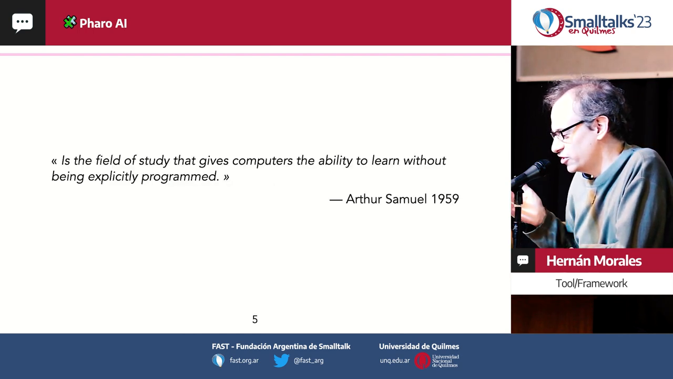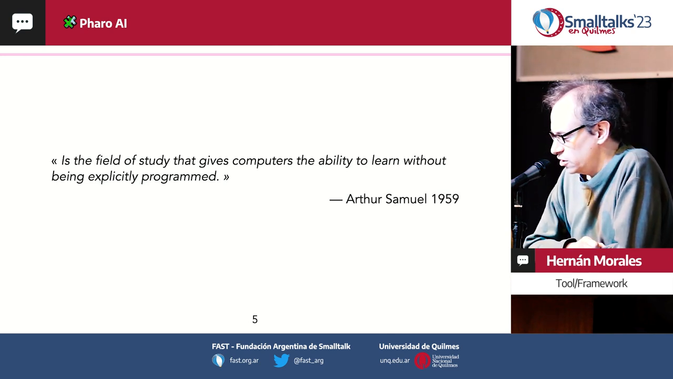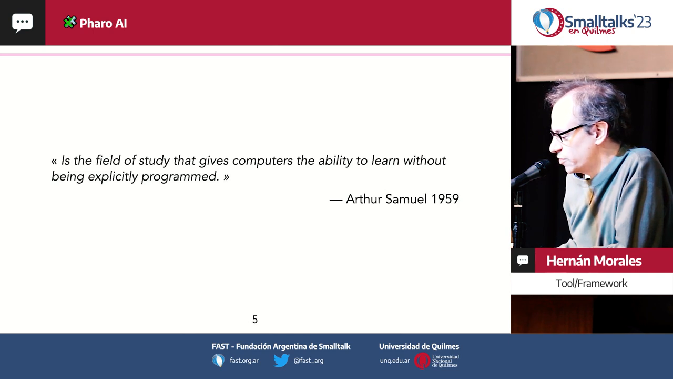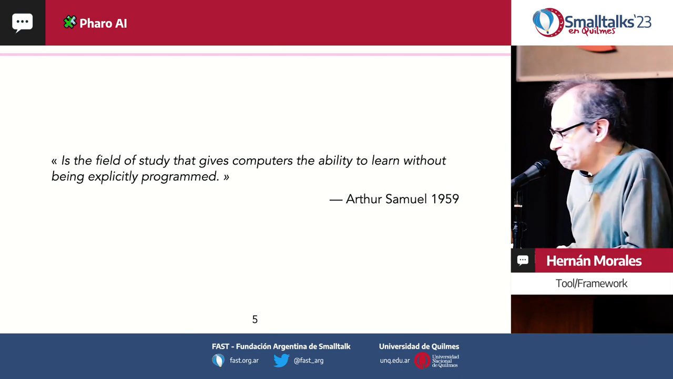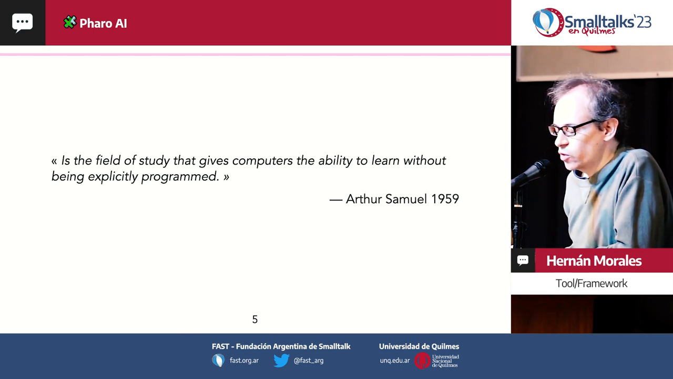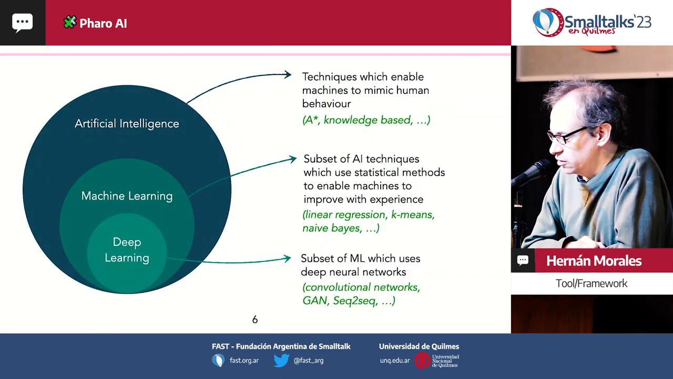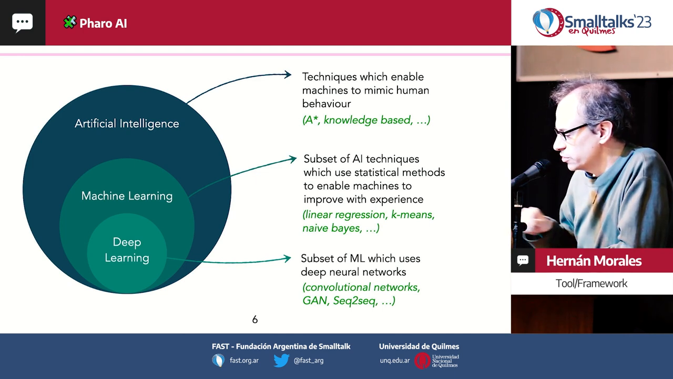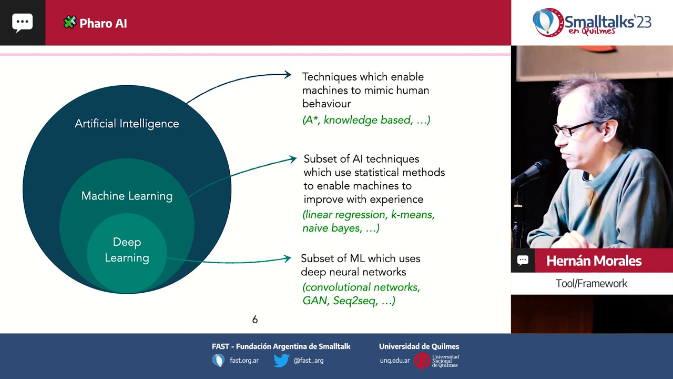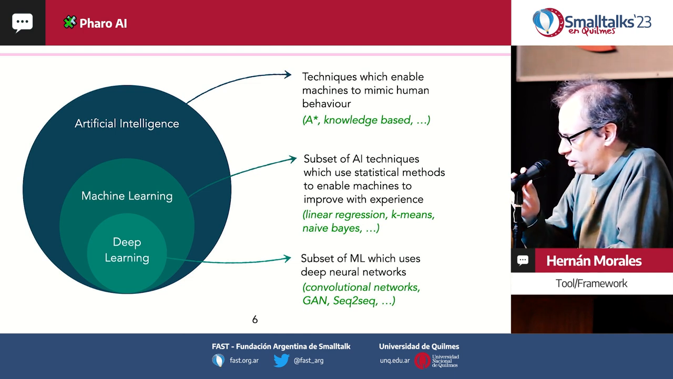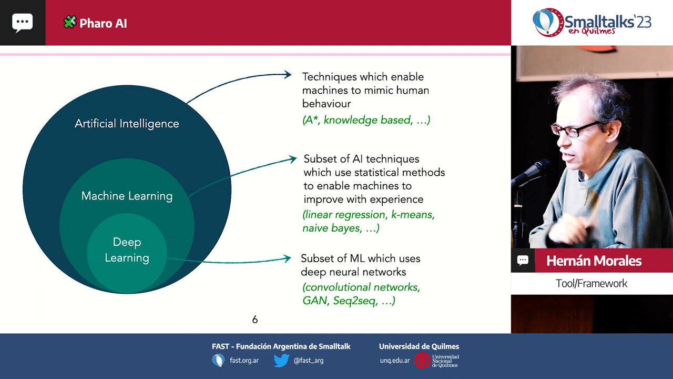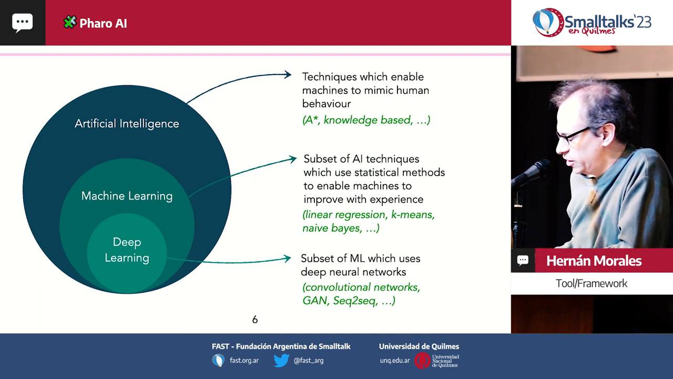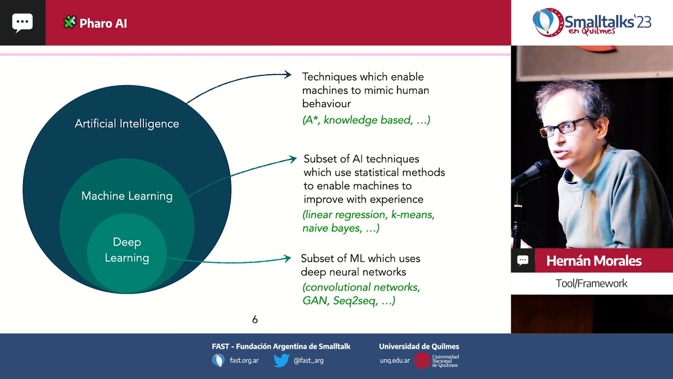But the definition, from who coined or popularized the term, is that it's a field of study that gives computers the ability to learn without being explicitly programmed. This is by Arthur Samuel. One common way to see the field is to divide it in three. Artificial intelligence as a whole includes techniques which enable machines to mimic human behavior. This is where there are components like inference engines, which were very popular in the 70s. And they work by applying logical rules to knowledge bases.